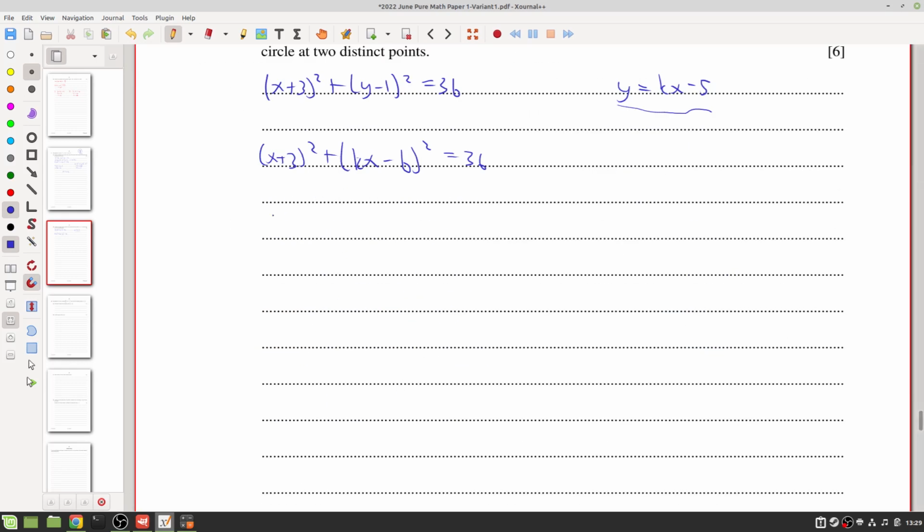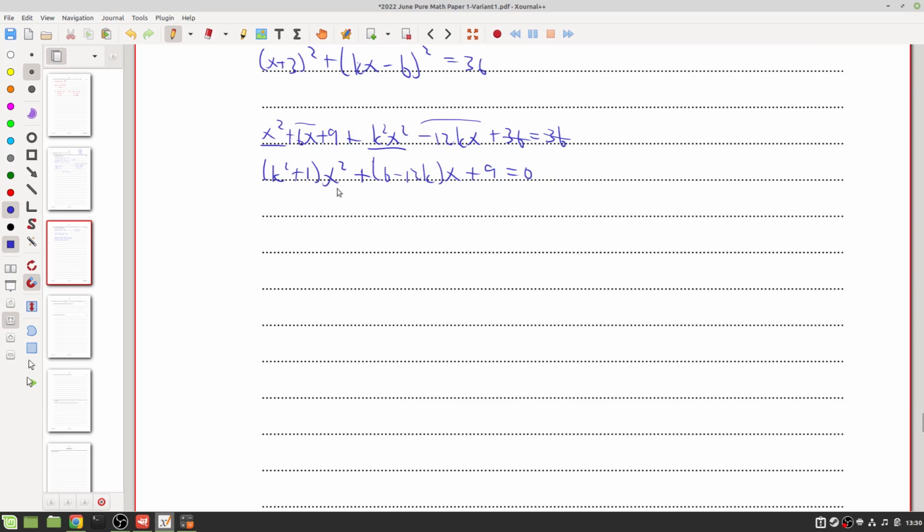Alright, let's multiply this out. That's going to give us x squared plus 6x plus 9 plus k squared x squared minus 12kx plus 36 equals 36. Okay, so let's combine all the x squared terms. So for the x squared terms, we've got (k squared plus 1) x squared, right? So that's these two taken care of. And now the x terms, so that's going to be the 6 minus 12k, (6 minus 12k) x, and then the 36, and these 36 cancel out, and then we've got plus 9 equals 0.